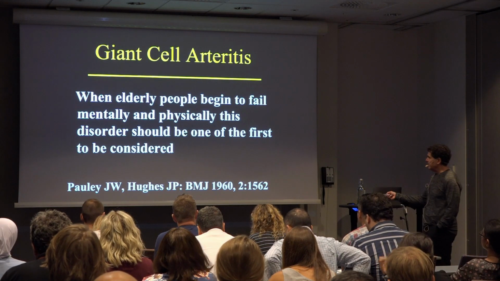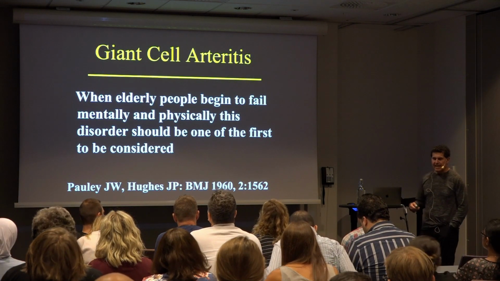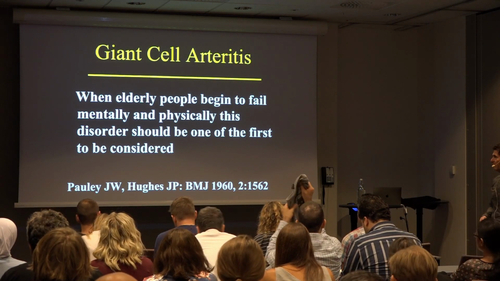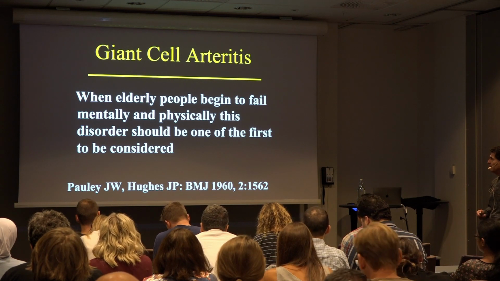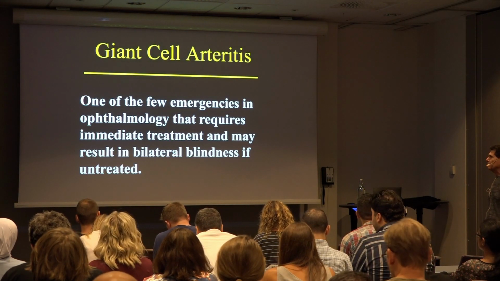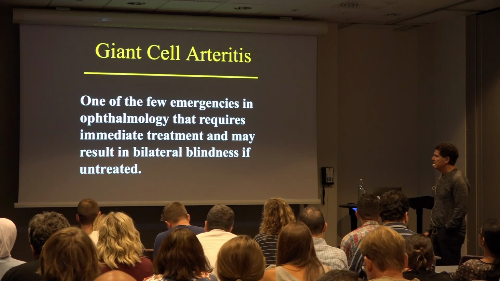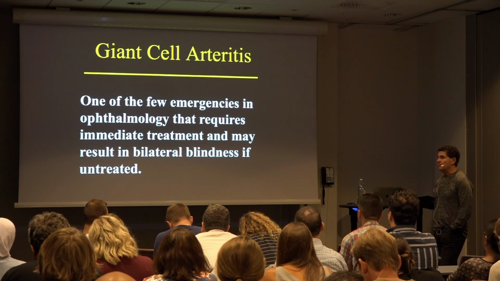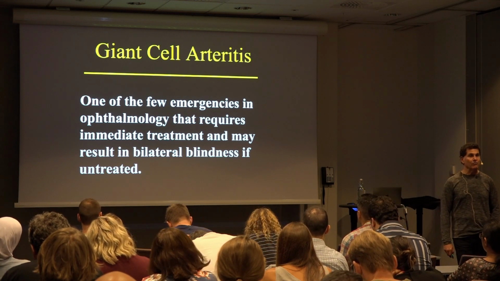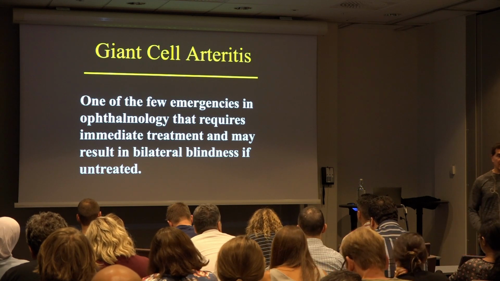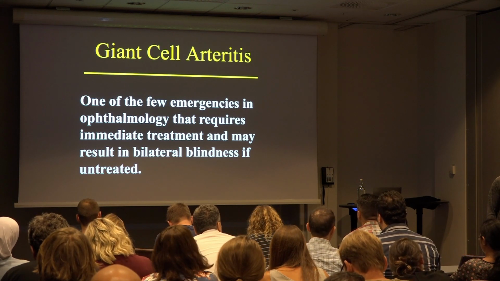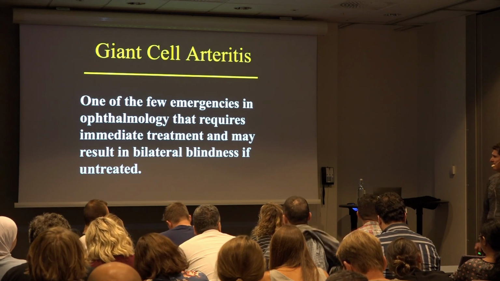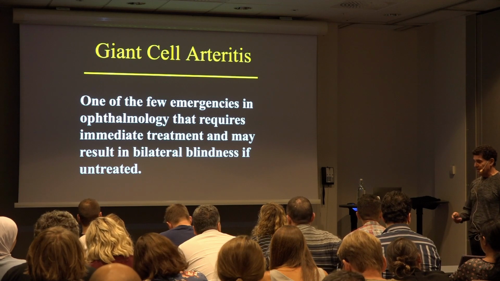Way back in 1960, everybody has to think about this diagnosis in the elderly when they are just starting to fail, even when they don't have vision loss. It's really one of the few emergencies in ophthalmology that requires immediate treatment, because if it's missed, before you know it, in a few days they have bilateral profound visual loss. You could have saved them from going from independent living to dependent living. So it's so important to make the diagnosis early and to treat early.